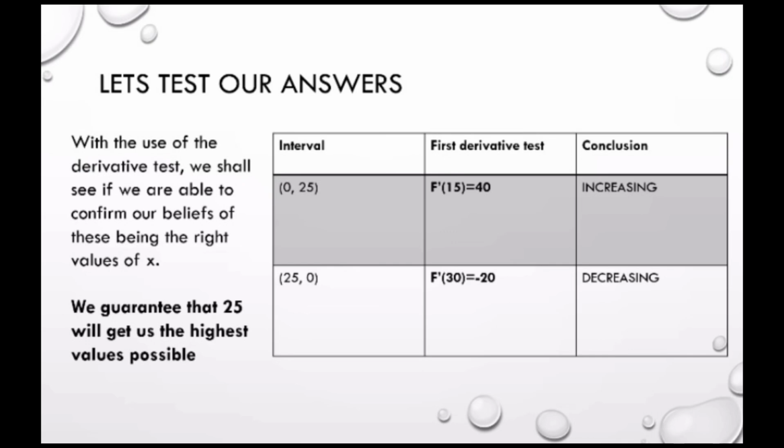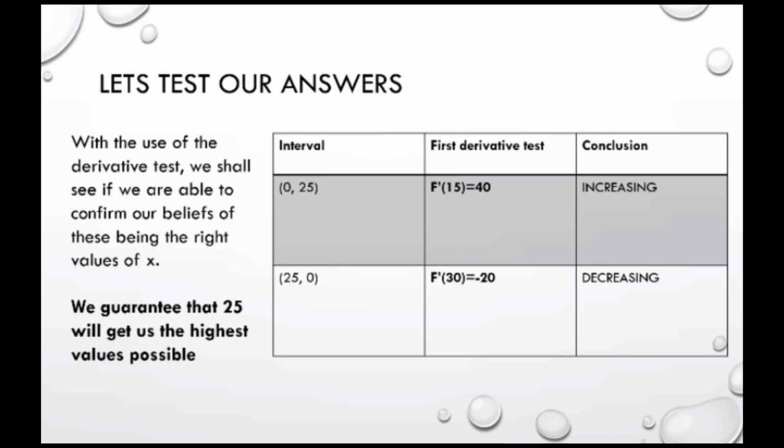So let's test our answers in order to see if the function will be increasing or decreasing. With the use of the derivative test, we shall see if we are able to confirm our beliefs of these being the right values of x. We guarantee that 25 will get us the highest value possible. So let's put the intervals. The first interval is 0 to 25. We are going to choose 15. That will give us 40. That means that the function will start increasing.